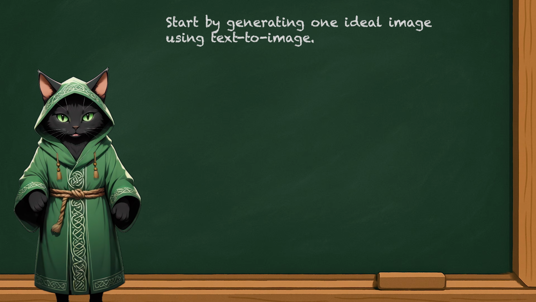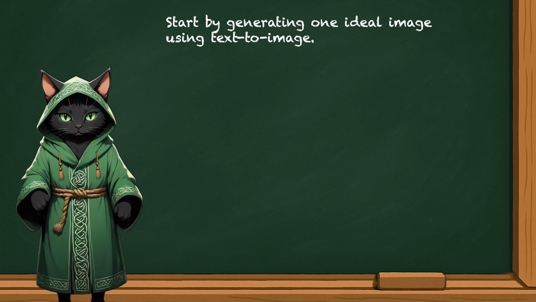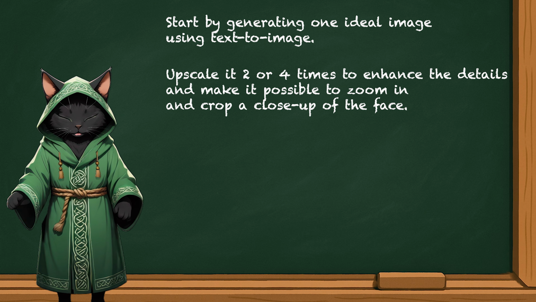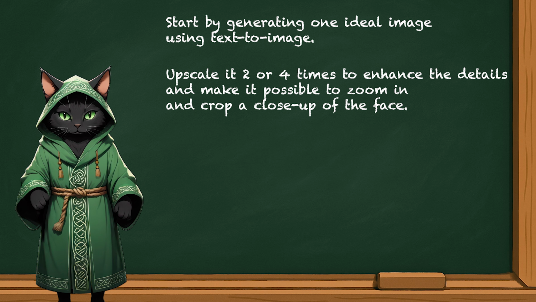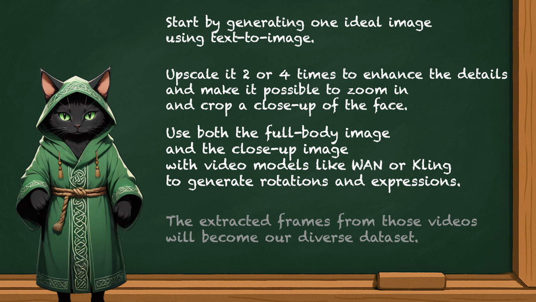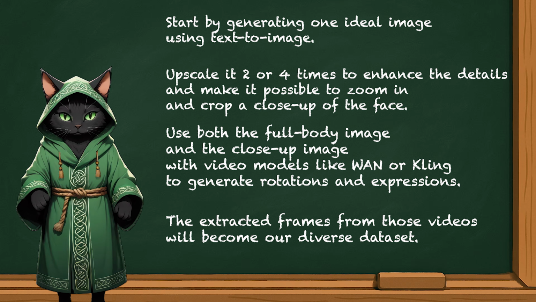In this tutorial, we'll follow the same approach as in the previous video. To create a diverse dataset of a non-existent person, we'll start by generating one ideal image using text-to-image. Then we'll upscale it 2 or 4 times to enhance the details and make it possible to zoom in and crop a close-up of the face. We'll use both the full-body image and the close-up image with video models like WAN or Kling to generate rotations and expressions. The extracted frames from those videos will become our diverse dataset.